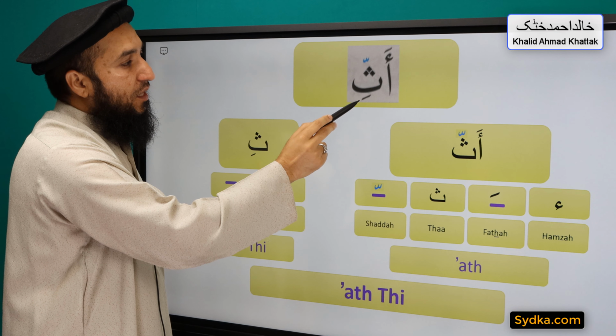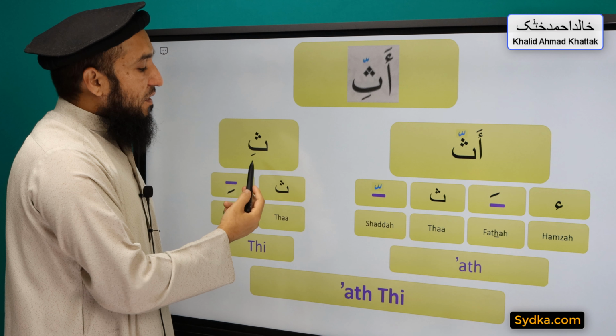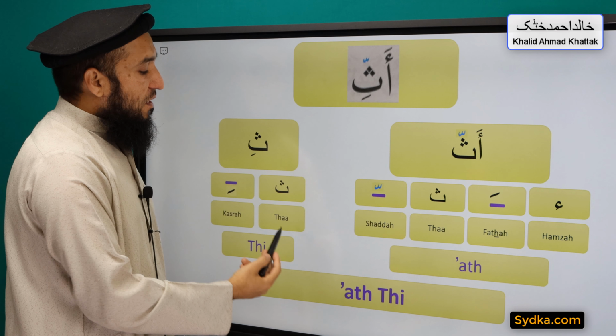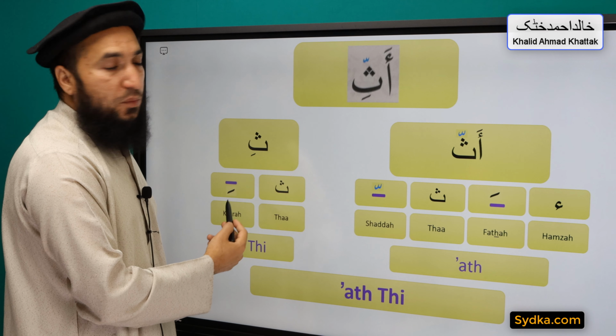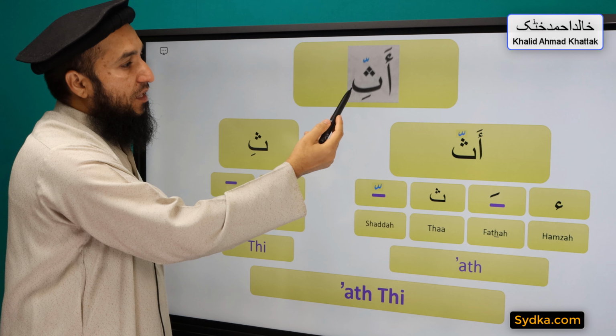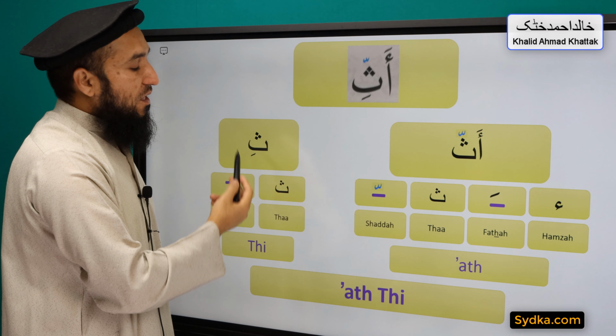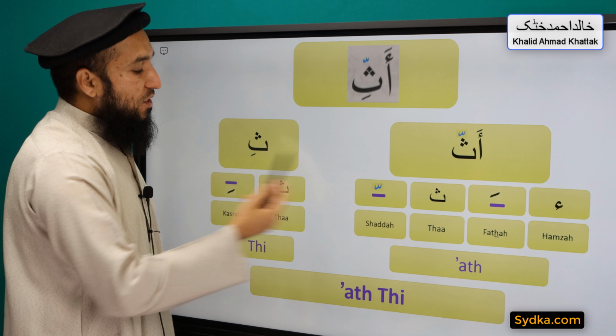Tha, kasra, thi. Combining both syllables together we have athi, athi, athi.